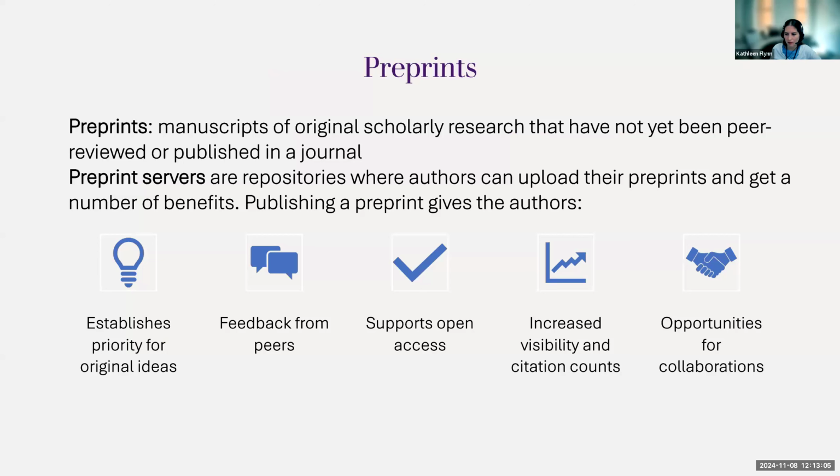Another common way that authors can share a free version of their work is by sharing a preprint. These preprints will be manuscripts of original scholarly research that have not yet been peer reviewed and/or published in a journal. So this is a little different than sharing the accepted manuscript, since that has gone through peer review. And then a preprint server would be the repository that authors can use to upload their preprints, and they can get a number of benefits that you can see here. You'll notice that they're similar to the other open access publishing benefits.